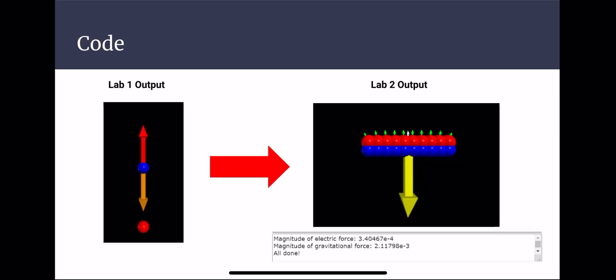Here we can see the output from the Lab 1 code on the left, which modeled the tapes as point charges. As you can see, the blue tape, or floating tape, is in equilibrium.